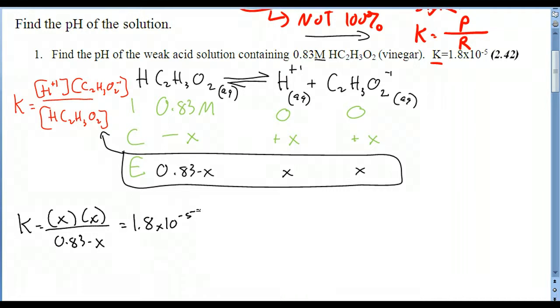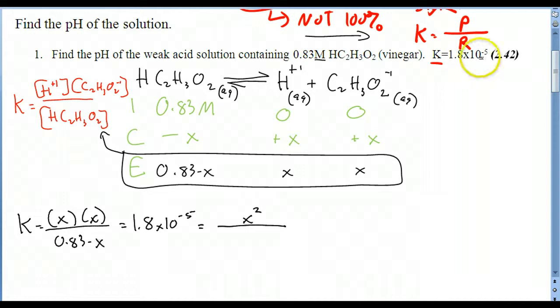So from here you can solve for X. It's going to involve a quadratic because the numerator is X squared and the denominator is 0.83 minus X. Now for our class, for simplicity's sake, we're going to take advantage of what chemists call the 5% rule.